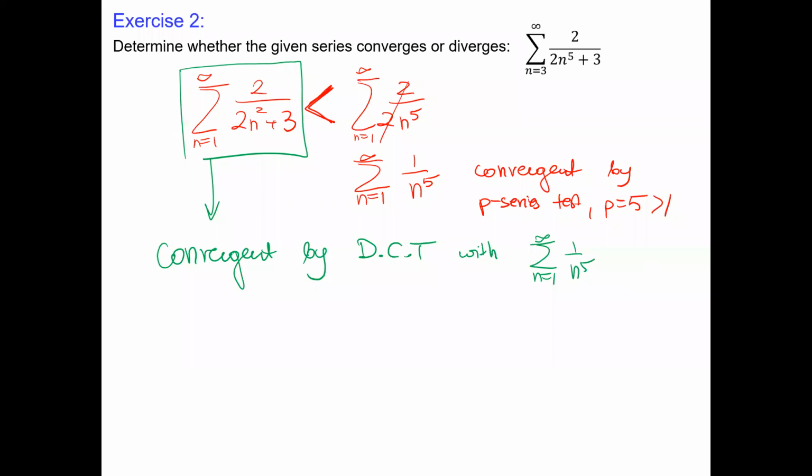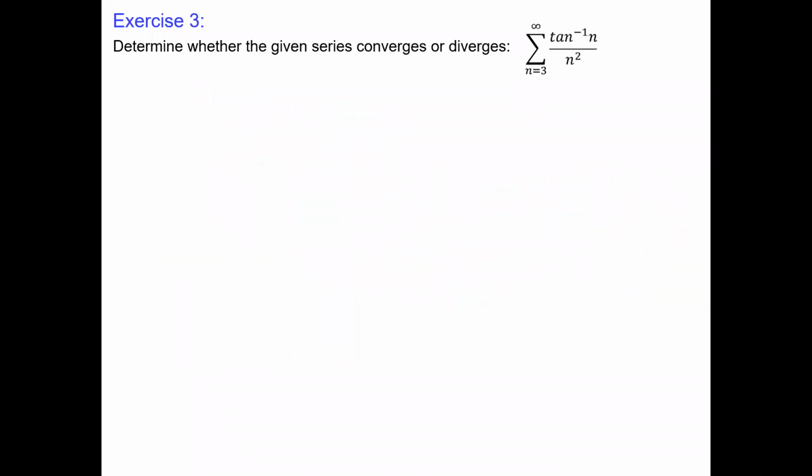Another exercise, we like exercise. Okay, summation from 3 to infinity, inverse tangent of n, arctangent, over n squared. Let's say, I can keep inverse tangent of n over n squared. I can keep n squared. And now, how can I compare inverse tangent?